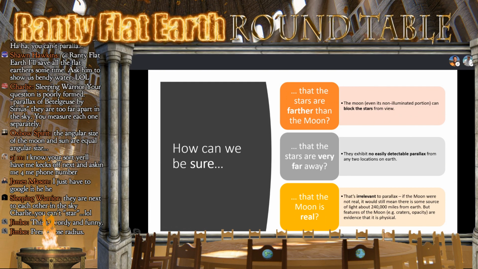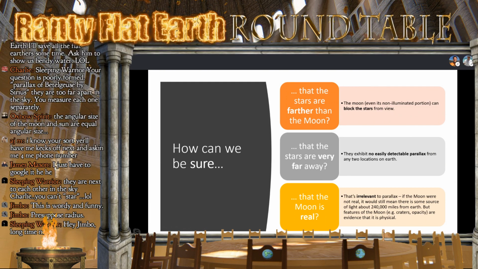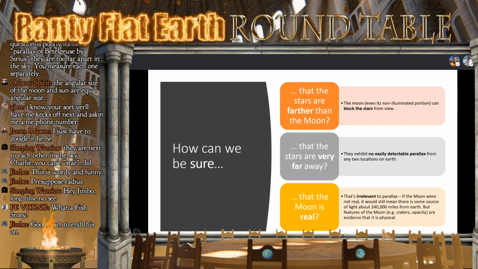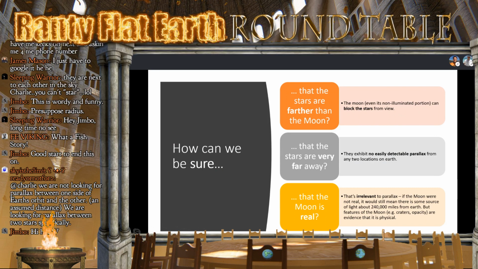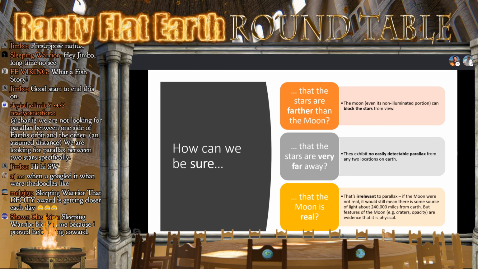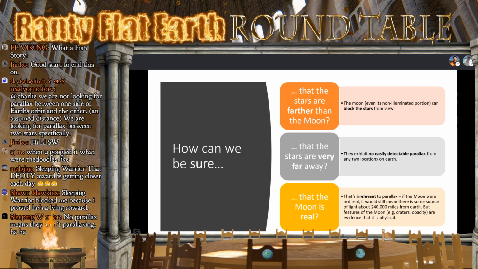That is an irrelevant question to parallax. Let's assume the moon were not real. Let's assume instead the moon were a projection. That doesn't change the fact that there is some source of light 240,000 miles from Earth. However, the features of the moon, for example, the craters that we can see through a telescope, and the opacity of the moon, the fact that the moon obscures things behind it, even the non-illuminated portion, is evidence that the moon is real and physical.